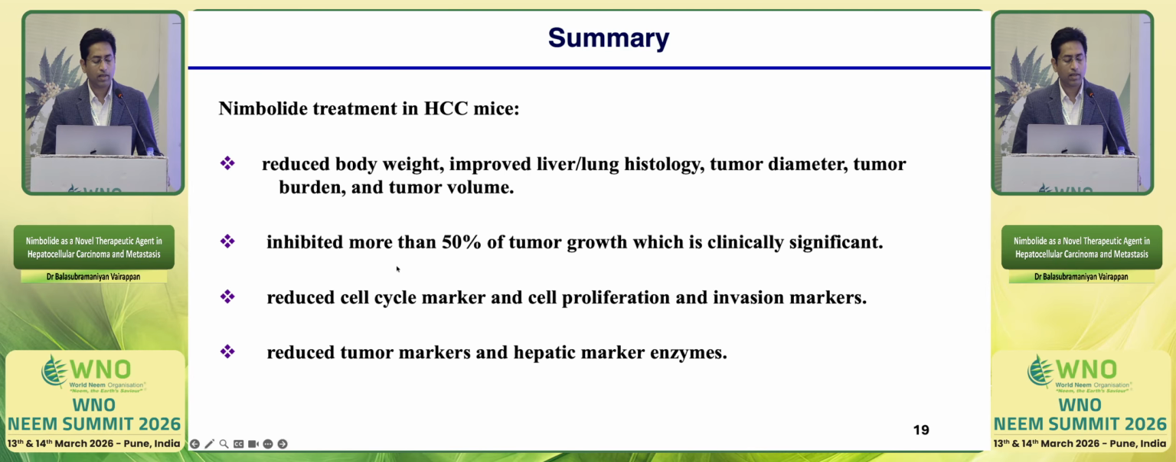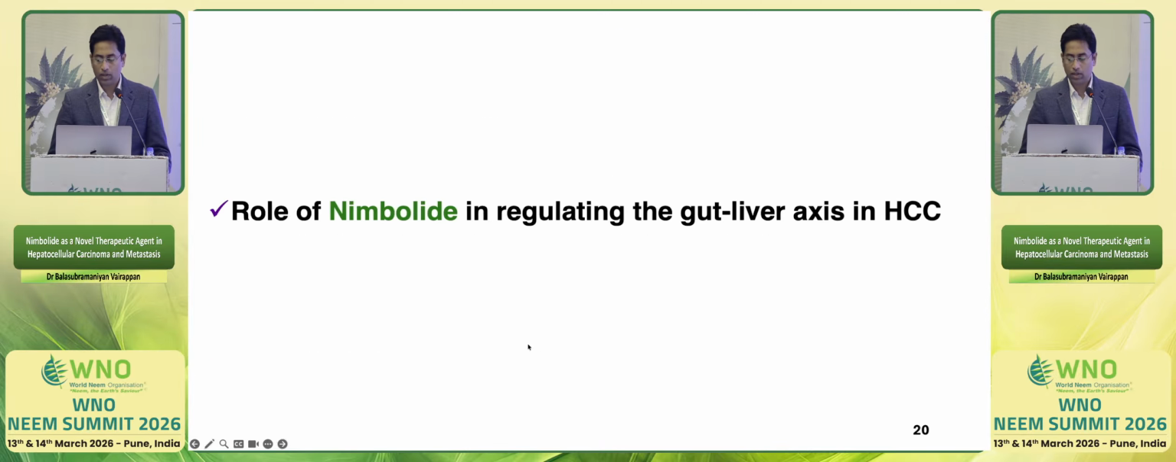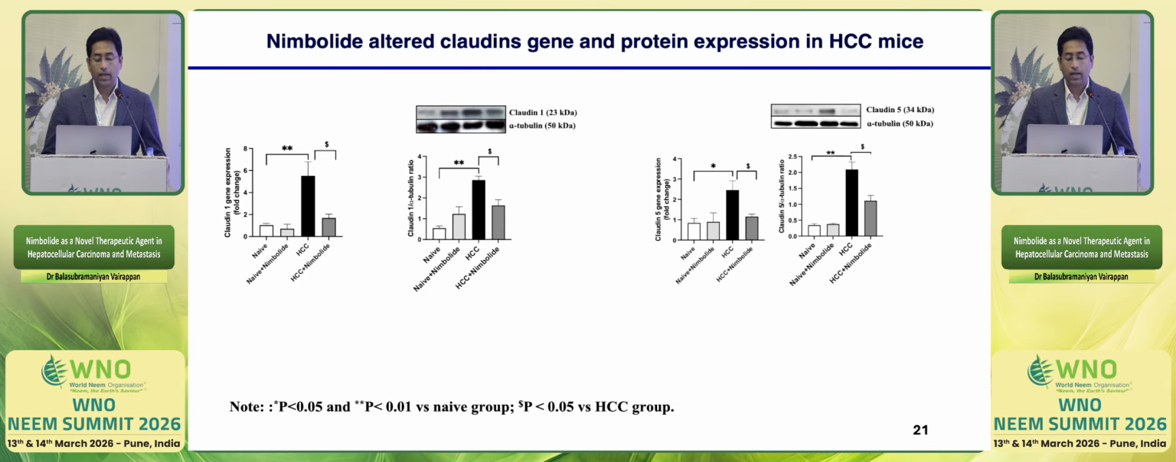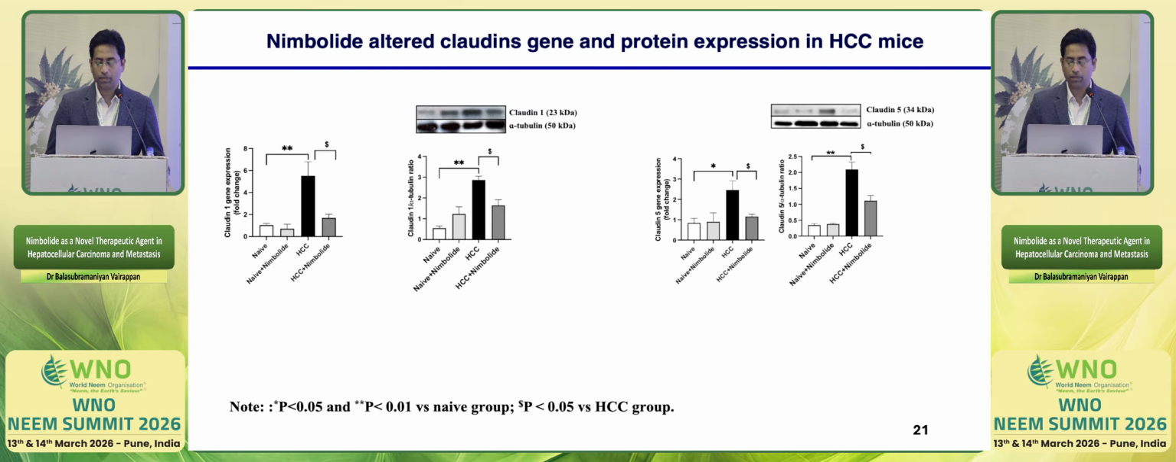So in summary, nimbolide treatment in HCC mice reduced body weight, improved liver tumor diameter, tumor burden and tumor volume. We found here nimbolide treatment to HCC inhibited more than 50% of tumor growth, which is clinically significant. Also nimbolide reduced cell cycle markers, cell proliferation and innovation markers, so reduced tumor markers and hepatic marker enzymes. So next, also we looked at the effect of nimbolide in regulating gut-liver axis in HCC.